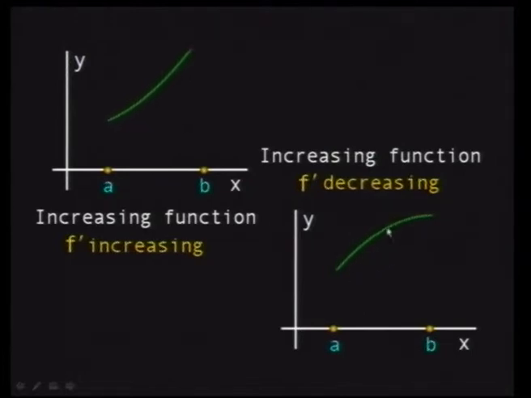Here, the derivative is positive. So it means that your function increases all the time. But the rate, which is f dash, decreases. Here you have a higher slope, and here you have a smaller slope, meaning that your second derivative is negative. This we call concave downwards, and this we call concave upwards.